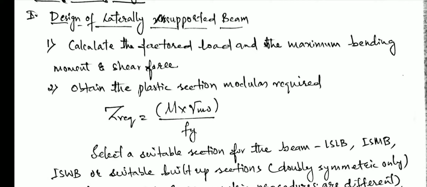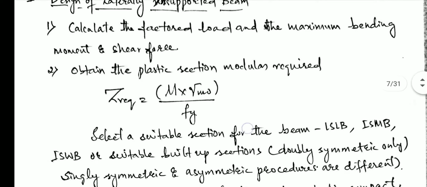The bending moment and shear force equations we already know. If it is a simply supported beam, the bending moment is Wu L square by 8 and the shear force is Wu L by 2. If it is a cantilever beam, it is Wu L square by 2 and the shear force is Wu into L. In some cases they give the clear span and we take the clear span as the effective span, in some cases we do not. So it depends upon the given problem. When you solve the problem you will understand this.